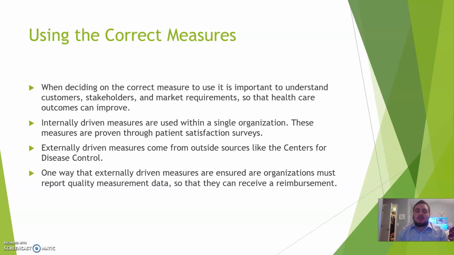So how do we use the correct measures? When deciding on the correct measures to use, it's important to understand that customers, stakeholders, and market requirements are the three main groups that we need to focus on so that healthcare outcomes can improve. So we need to think of customers, stakeholders, and market requirements and create measures that can bring all three of those groups together and improve healthcare outcomes.